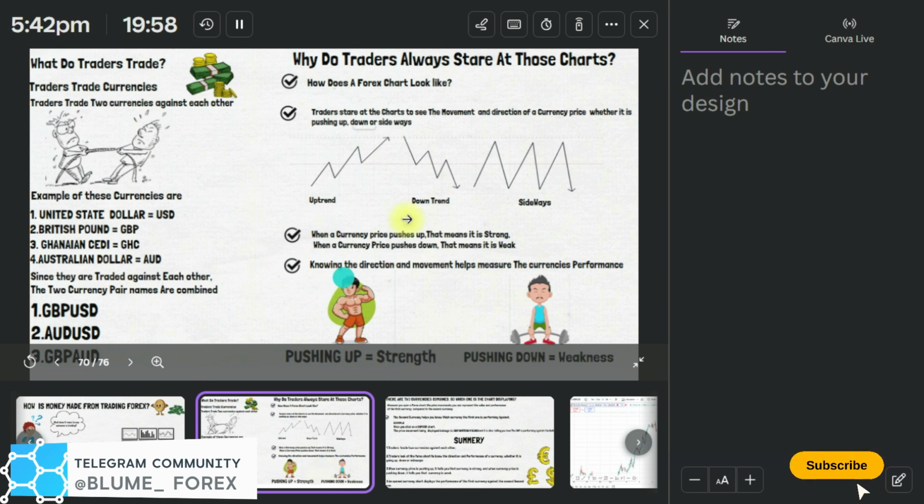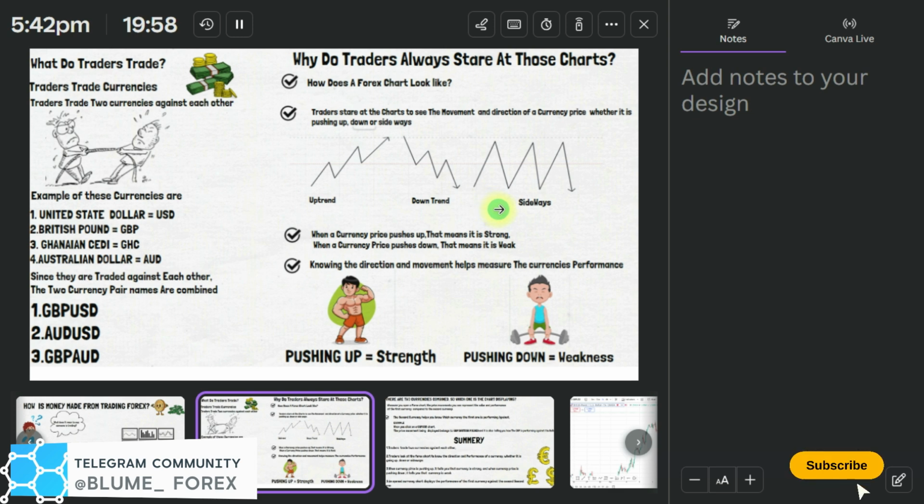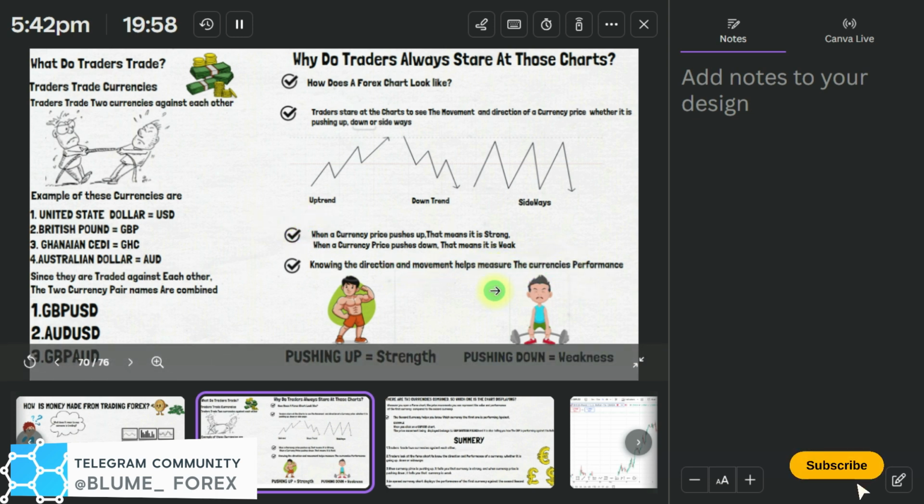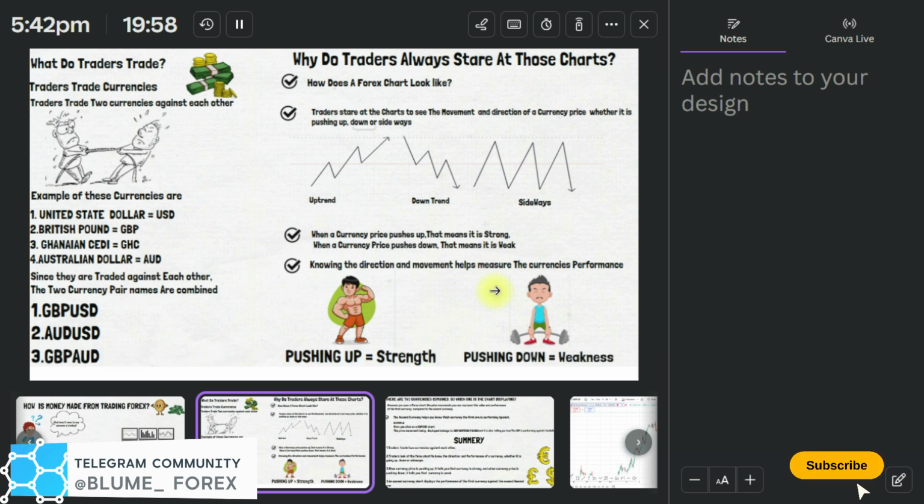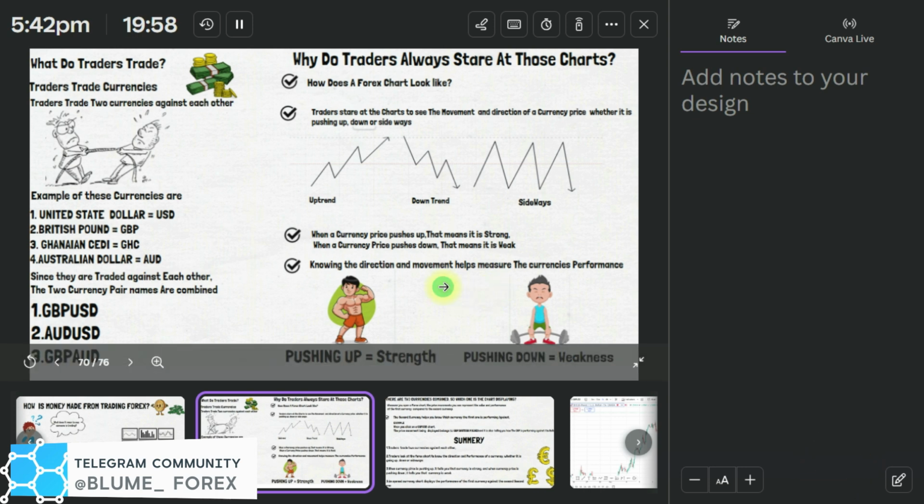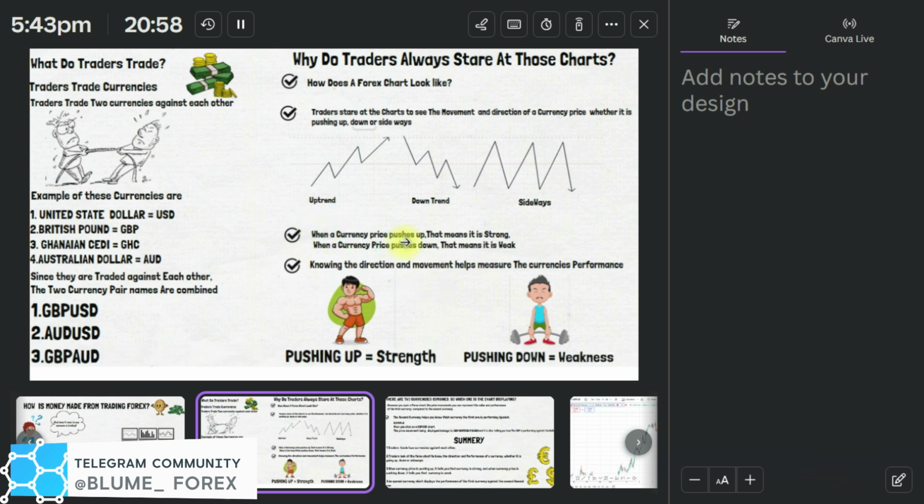Now, so uptrend means what, strong, downtrend means what, weak, and sideways means the currency is stagnant at a specific place, right? Now, knowing the direction and movement helps measure the currency performance. So when a trader looks at his chart, it informs him what the performance was of the currency he's trading, whether the currency is strong, the currency is weak, or the currency is in a sideways market. That is why traders are always looking at the chart, because that is where we get our information from. That is what we watch on to take our decision.